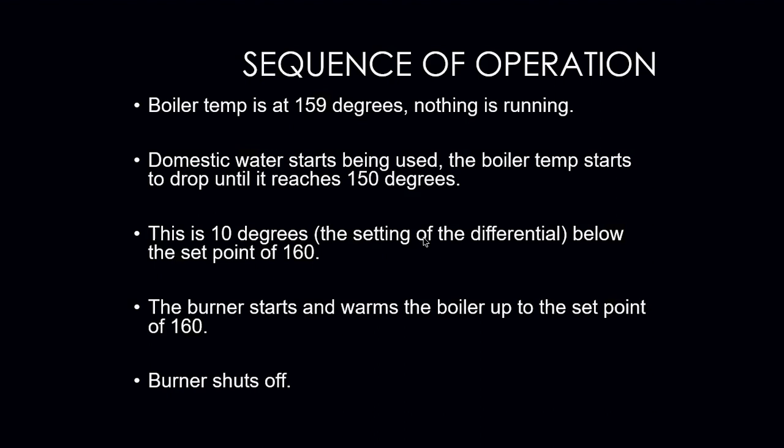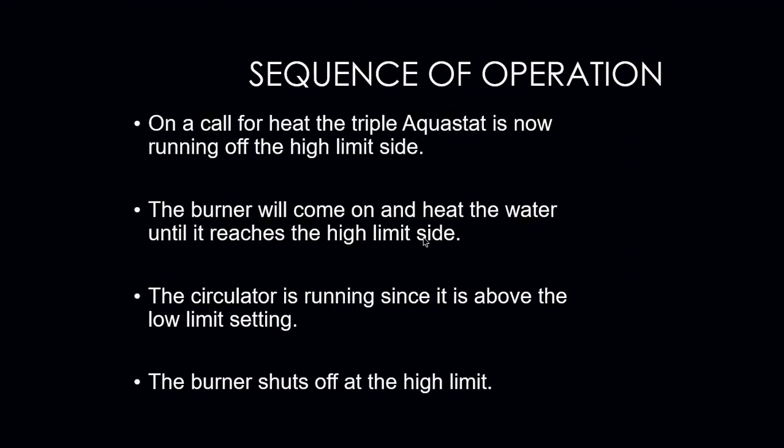Okay, domestic hot water is going to start being used. The boiler temperature is now going to drop. Why? Because now the water is being circulated. So the boiler temperature is going to drop to probably around 150 degrees. That is that 10 degree differential below the set point of 160. Once it reaches that 150 degrees, the burner is now going to start, and it's going to warm the boiler back up to 160 degrees. Once it reaches the 160 degrees, the burner is going to shut off.